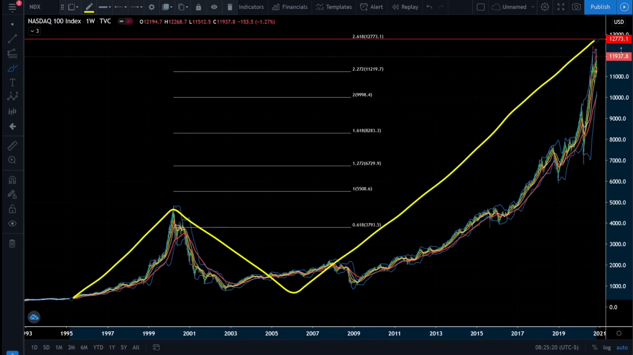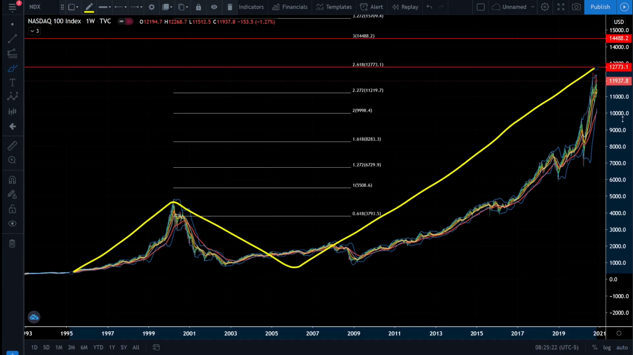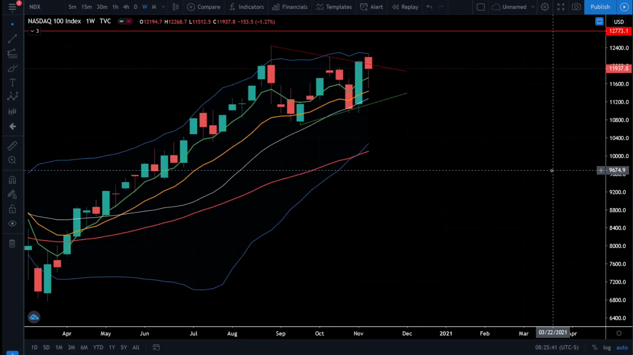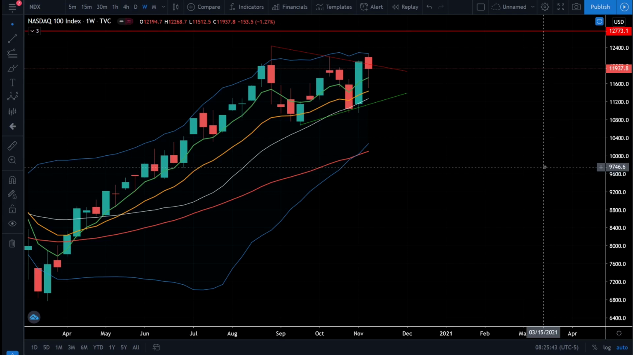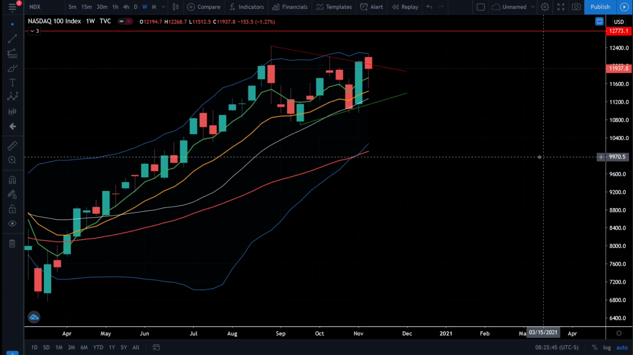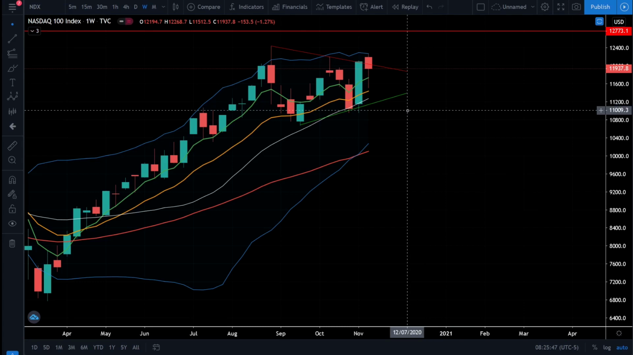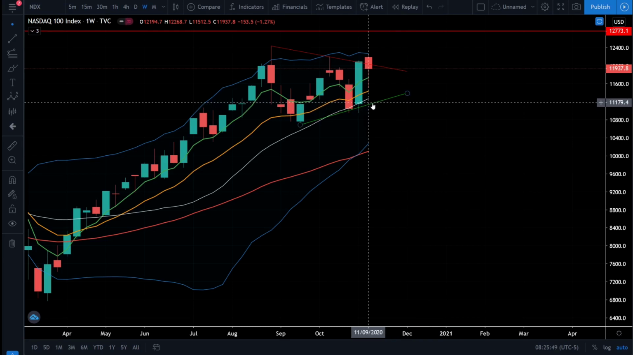If we break through that, that would be the melt up scenario for the Nasdaq 100, and that would bring us up to the next level, which is 14,488. So let's go ahead and zoom in on the price action for the NDX, and of course we're looking at the weekly chart again, so this is a macro level view, and you can see the Nasdaq 100 looks a little different than the S&P 500.